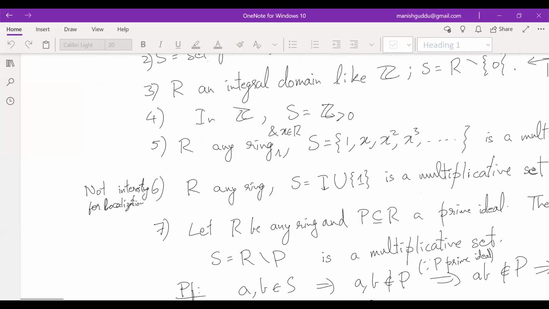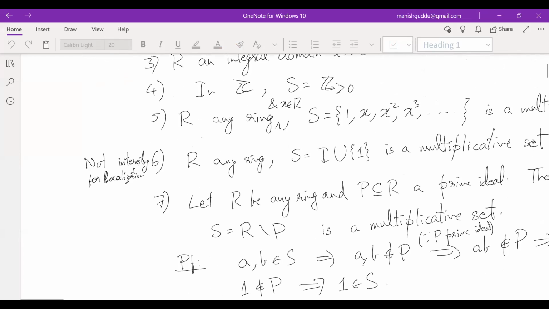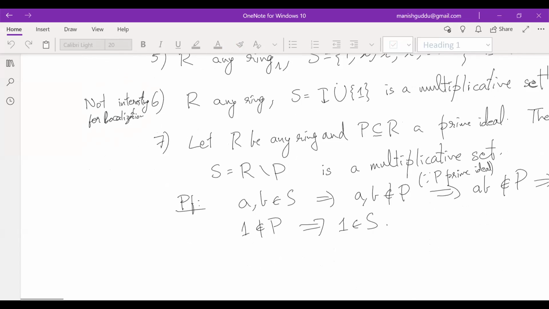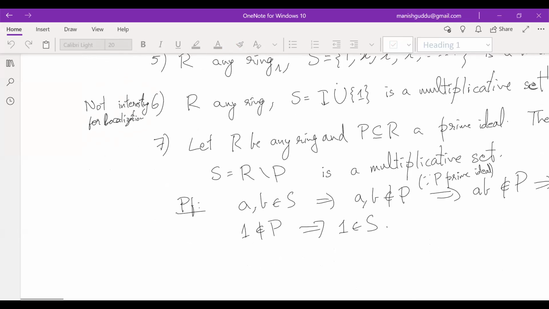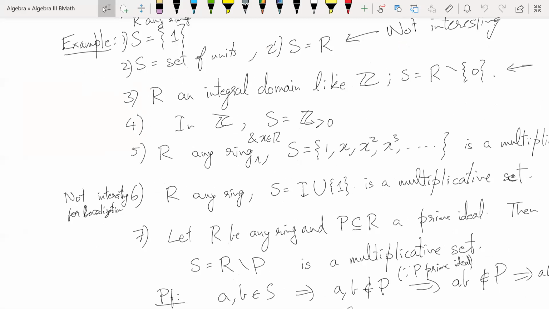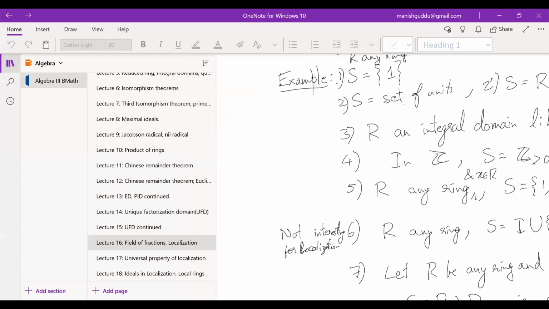Then this example 5 we will discuss now. Apart from that, as I said, the union with 1 contains 0. As soon as it contains 0, it becomes non-interesting because S inverse R will be 0. And then this 7. We'll look at example 7 after this. So only 5 and 7 are sort of remaining. So let's get back to our lecture 18.